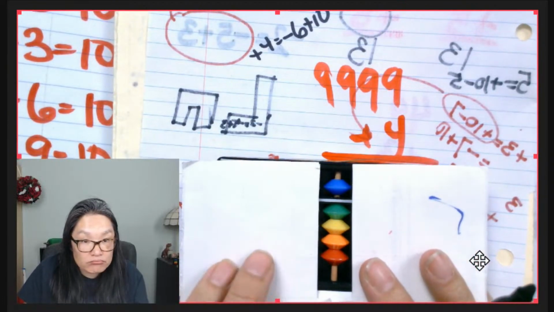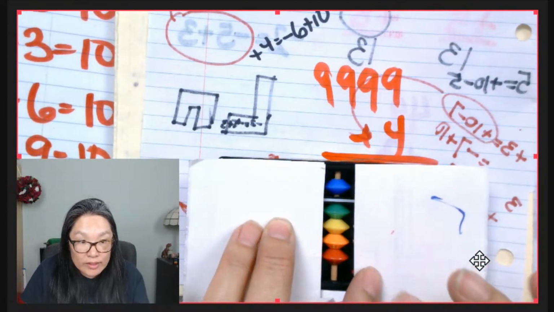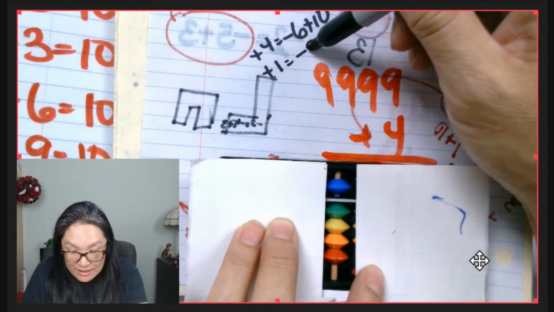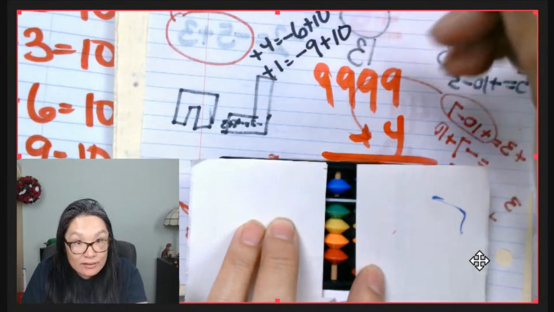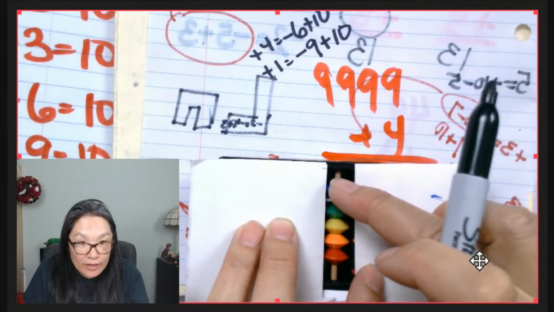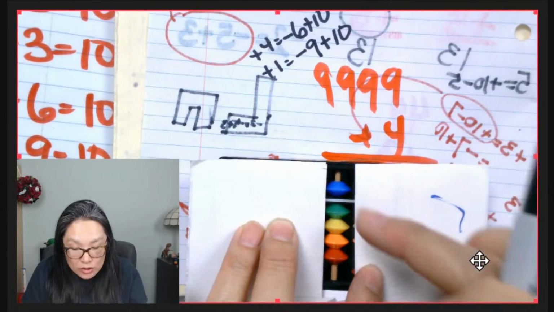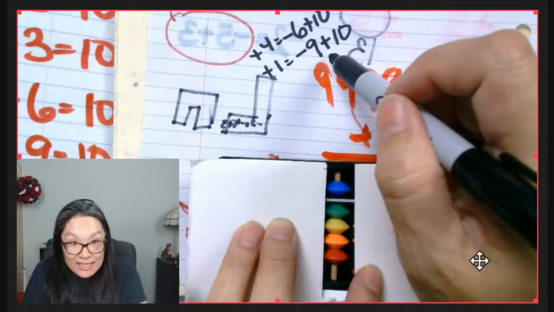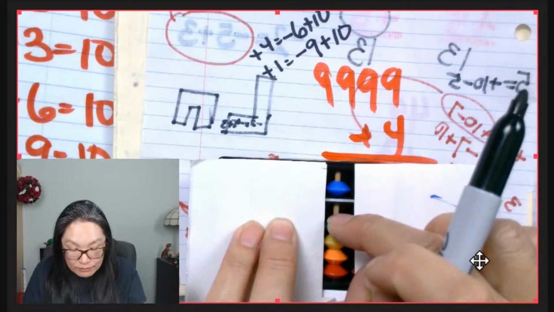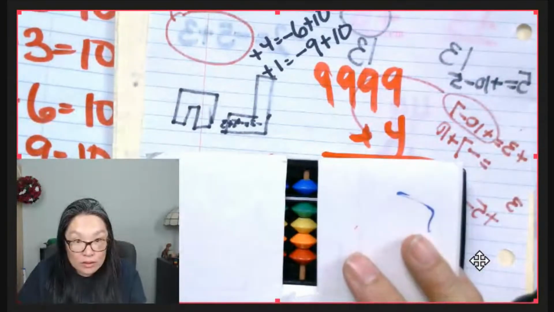Can I do it? No. What do I do? Plus the 1 is equal to minus the 9 plus the 10. Why? Because I cannot add the 5, so I need to plus the 10. I'm going to minus the 9 plus the 10, and carry the 1 over.